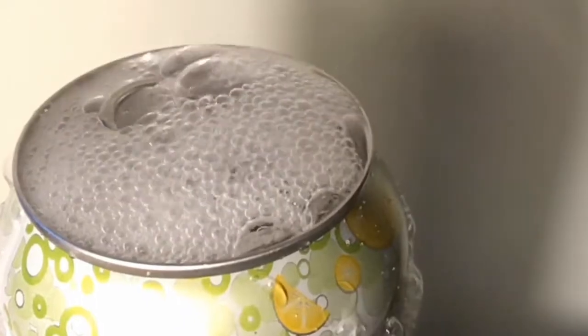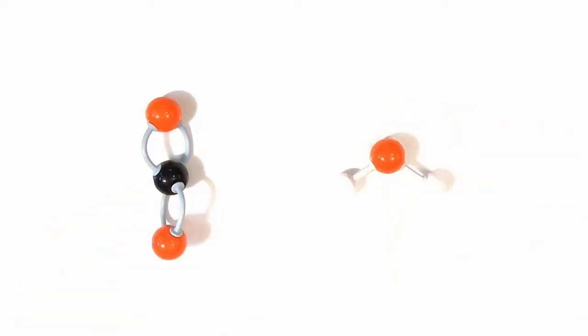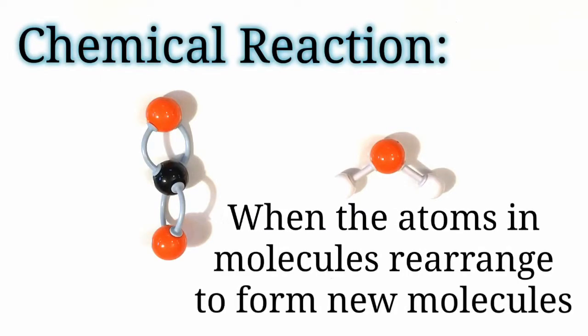The carbon dioxide is where all the bubbles come from. And the point here is just to show that what we mean by a chemical reaction is that we have substances whose atoms rearrange by breaking and forming bonds to create new substances.